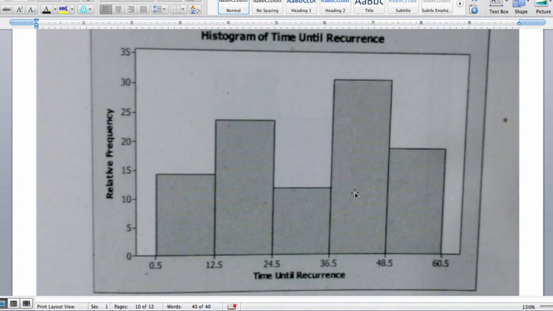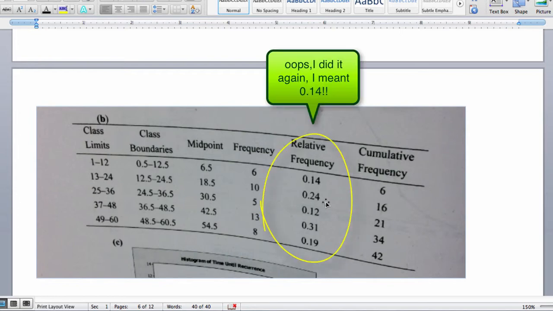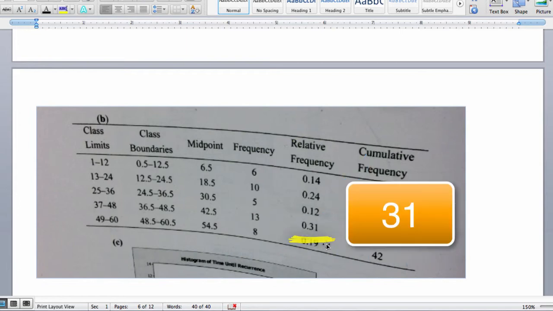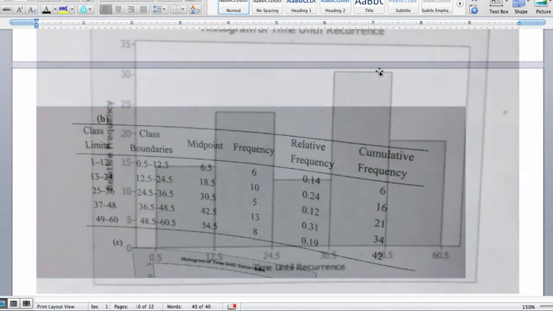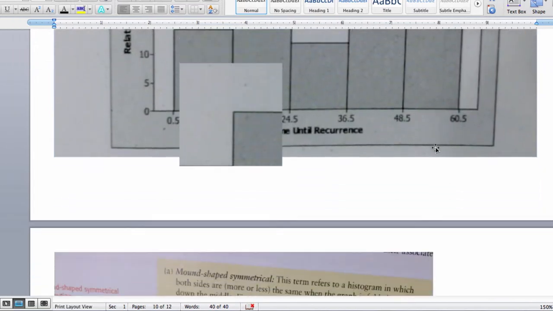So this is where this is, and so forth and so on. So when you do the relative frequency, if you remember up here in our values, let me go back up here. 0.14 times 100 is 14. 0.24 times 100 is 24. This would become 12. This one 31, and this one would be 19. And if you go back to the diagram here, the histogram, for the relative frequency, that's exactly what we did.